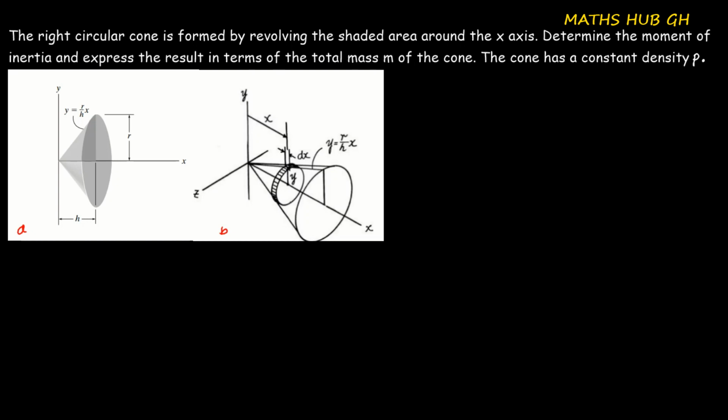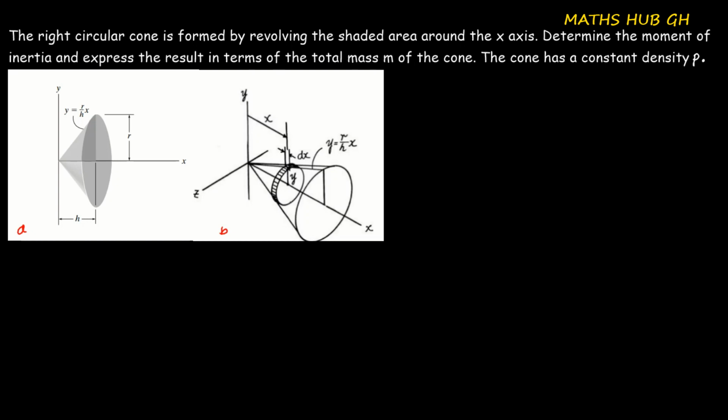So you see that I have two figures on the screen, figure A and figure B. Figure A is the actual figure that will be given to you, and figure B will be the free body diagram that you have to draw. It's the same as figure A, just that the orientation is different. You have to draw your free body diagram this way because of the disc method that we are using, so that you can portray the disc well.